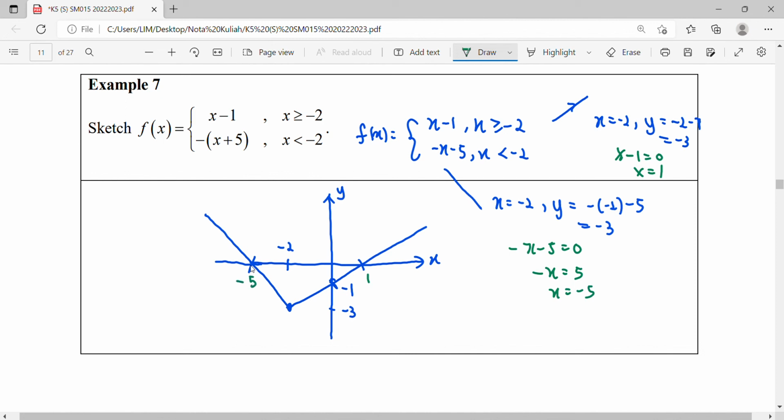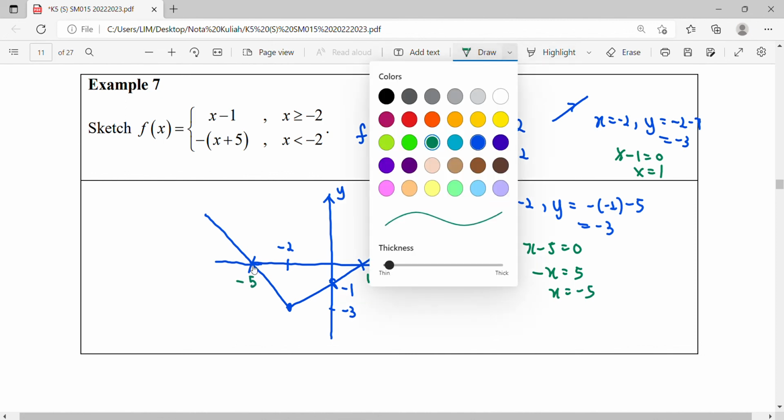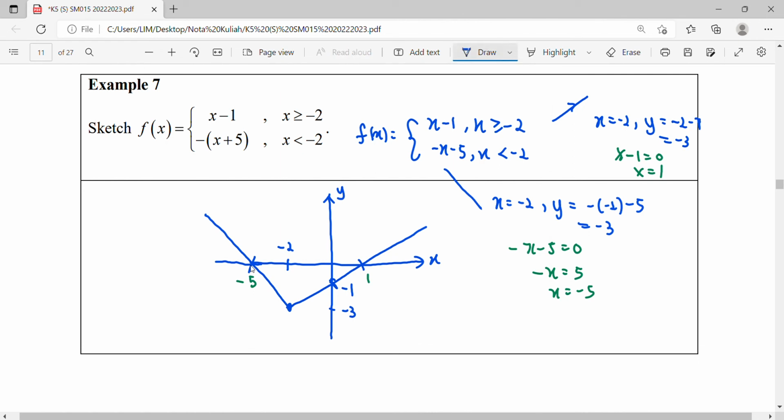Lastly, we label the piecewise function here. This is our f(x). So we understand this is our -x -5, and this is our other graph, x -1. They change graph at coordinate x equals -2. Lastly, label the axes, x-axis, y-axis, and origin.